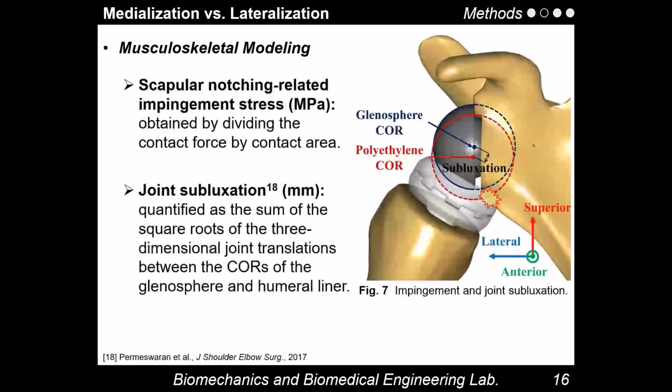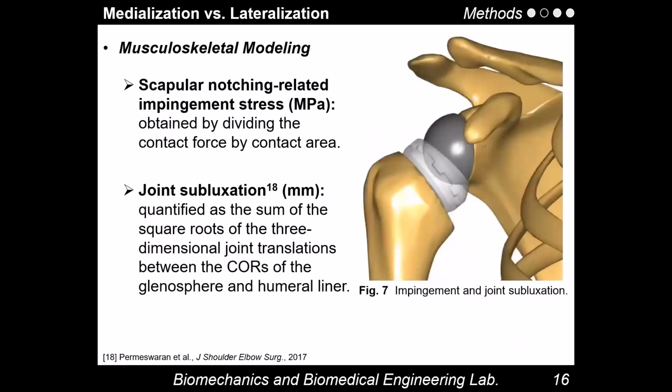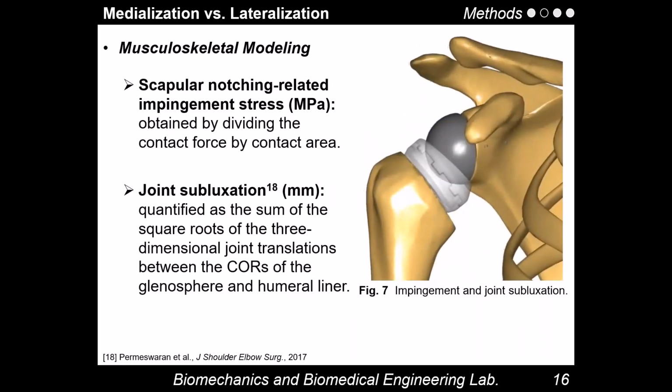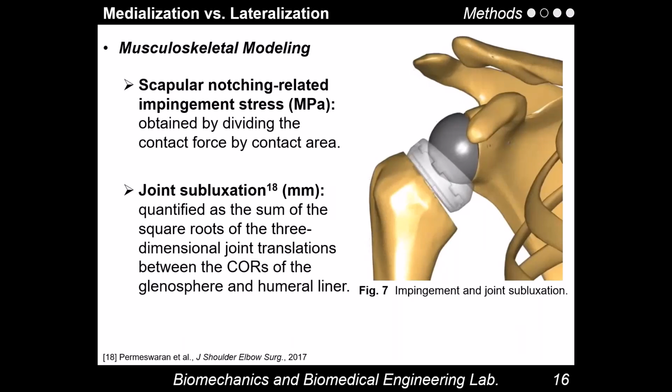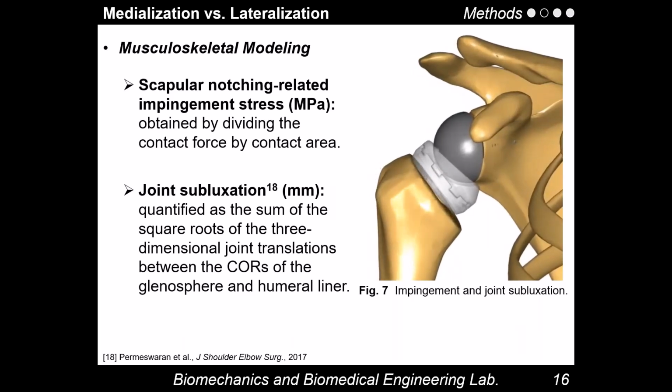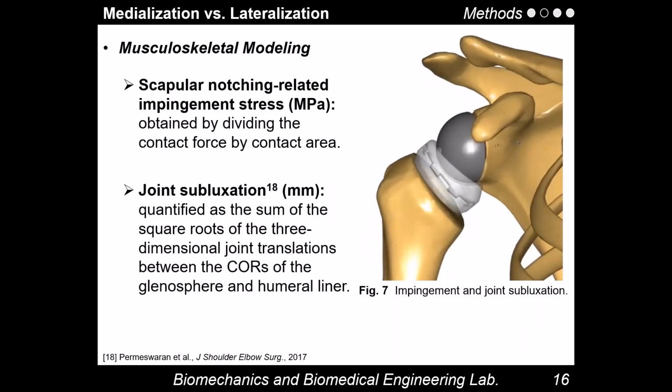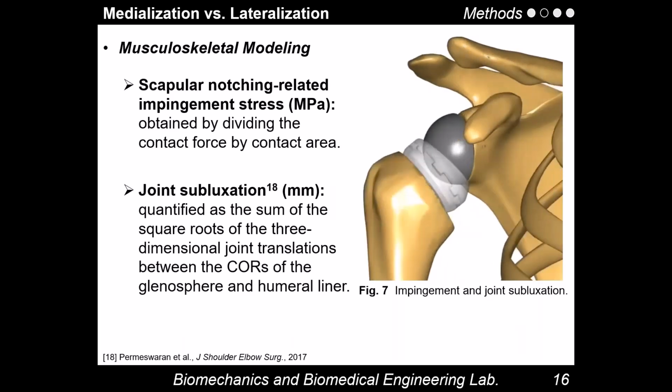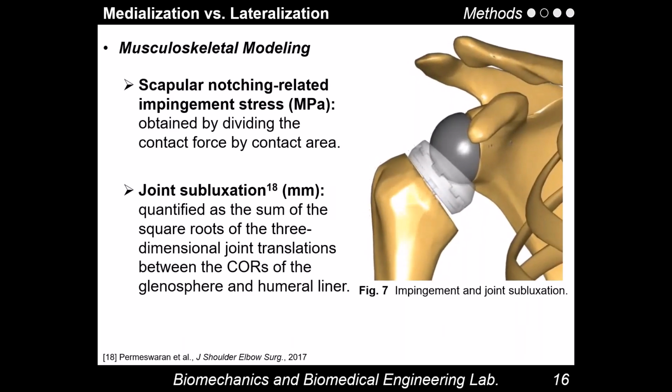To compare the effects of medialized and lateralized RTSA, we focus on two primary biomechanical outcomes. First, we calculate the scapular notching-related impingement stress measured in megapascals. As we discussed in the previous slide, this stress is obtained by dividing the contact force by the contact area. By quantifying this, we can predict the mechanical severity of the impact between the scapula and the humeral component.